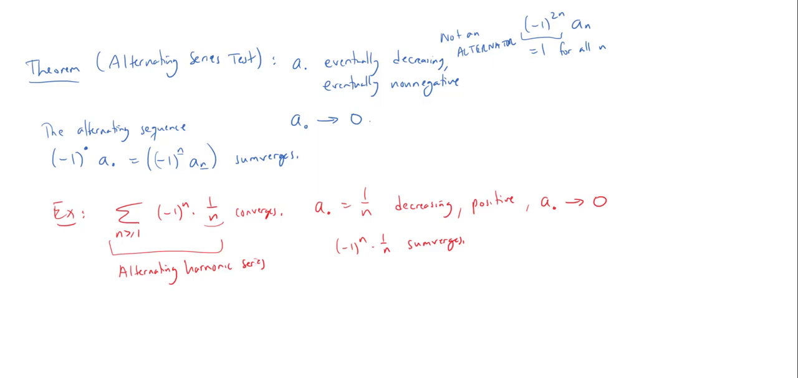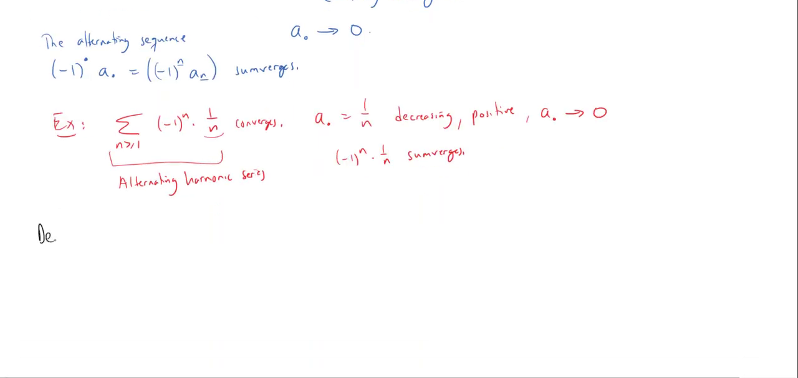Now the last test we're going to write down here actually gets back to absolute convergence and why we really care about absolute convergence, which is that it tells us that we can rearrange the terms in our sequence without affecting the value of the series. So let's make this precise here. We'll write down a definition. What do I mean by a rearrangement?